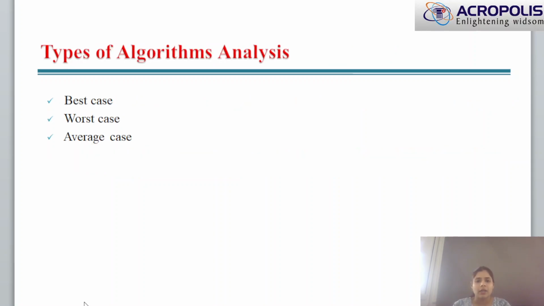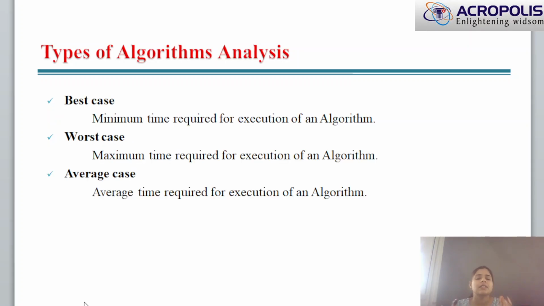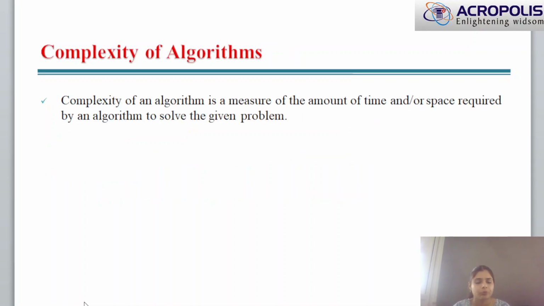Types of algorithm analysis: the first one is best case, the second one is worst case, and the last one is average case. Best case is the minimum time required for execution of an algorithm. Worst case is the maximum time required for an execution of an algorithm. Average case is the average time required for an execution of an algorithm.